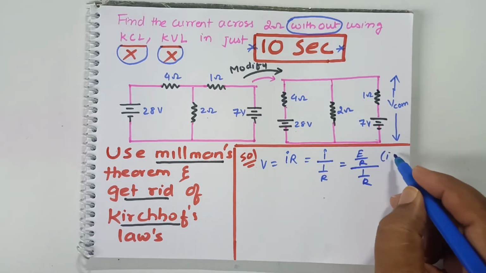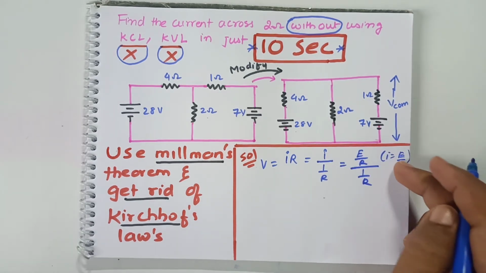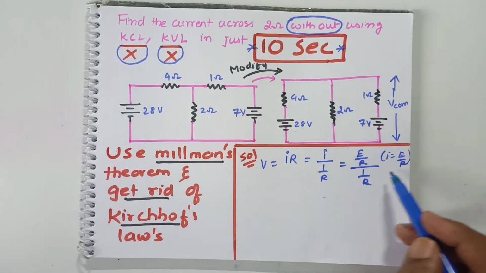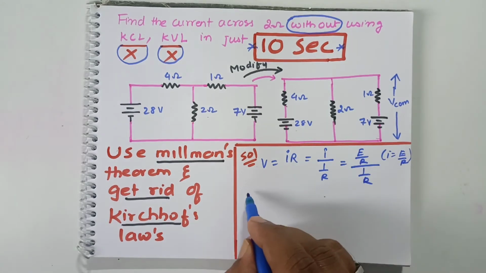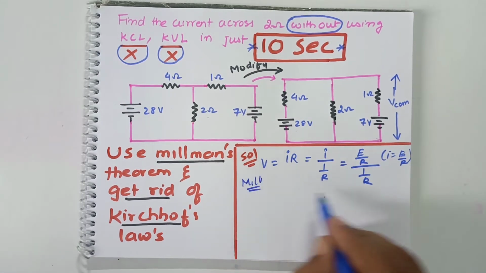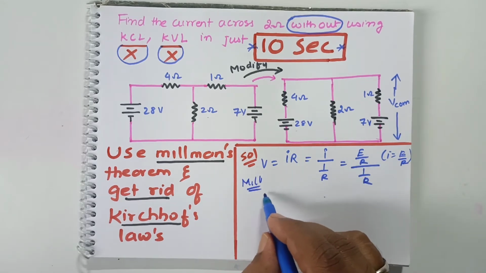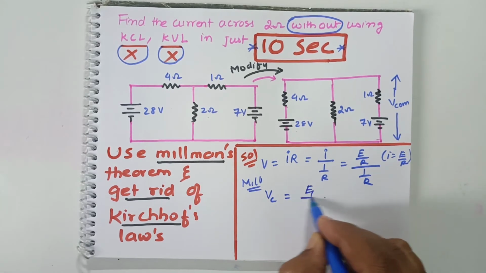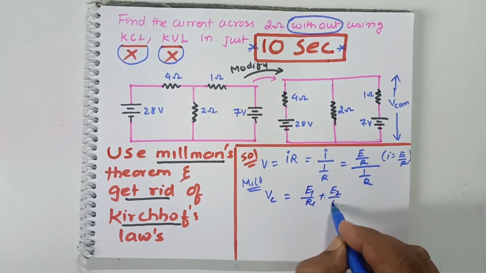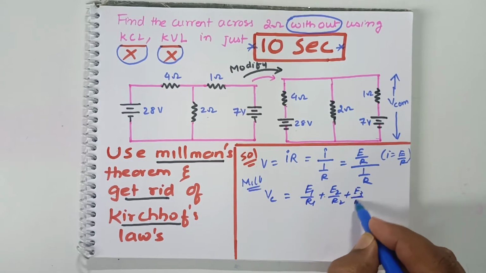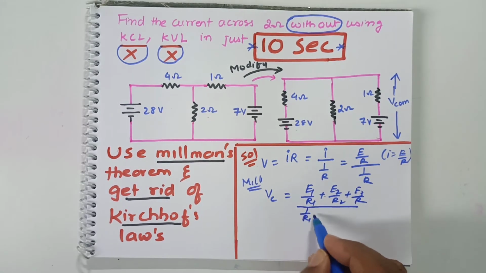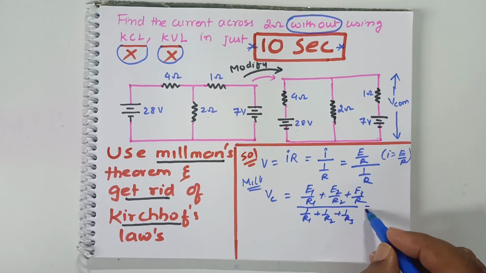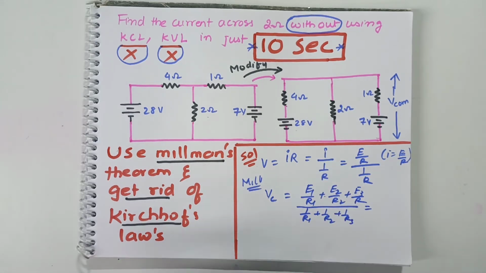Since I can also be written as V by R or E by R, EMF by resistance also you can write, doesn't matter. So potential as well as EMF, anything is a possibility here. So E by R, 1 by R. Then that is Millman's theorem. So you can derive Millman's theorem by using this formula. What is that? We are finding the common potential. V common is equal to E1 by R1 plus E2 by R2 plus E3 by R3, whole divided by 1 by R1 plus 1 by R2 plus 1 by R3. Okay, you just need to substitute the values of these now and get the answer here.